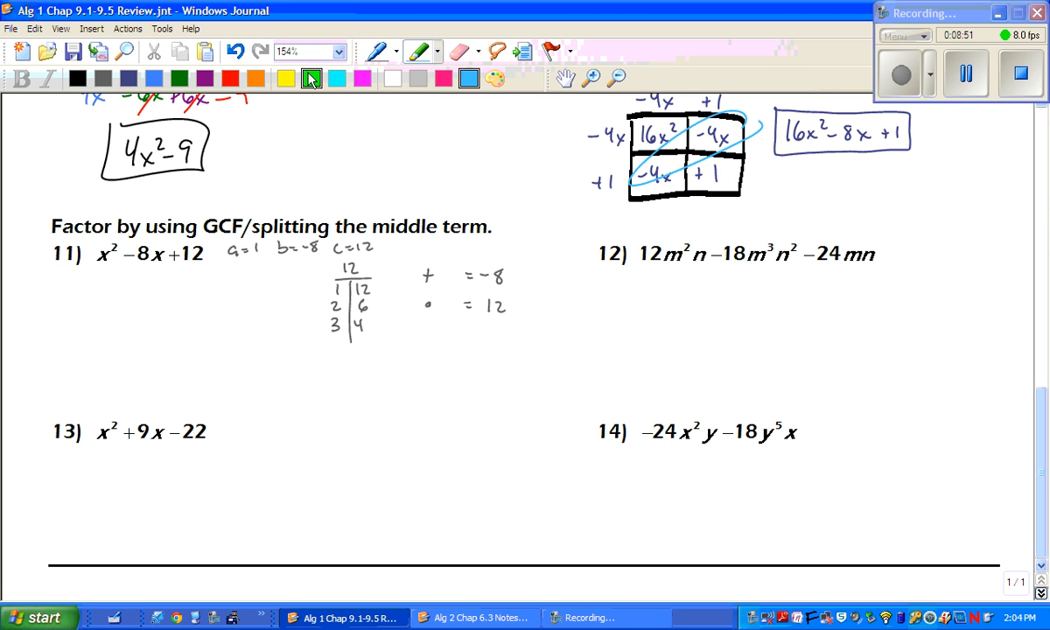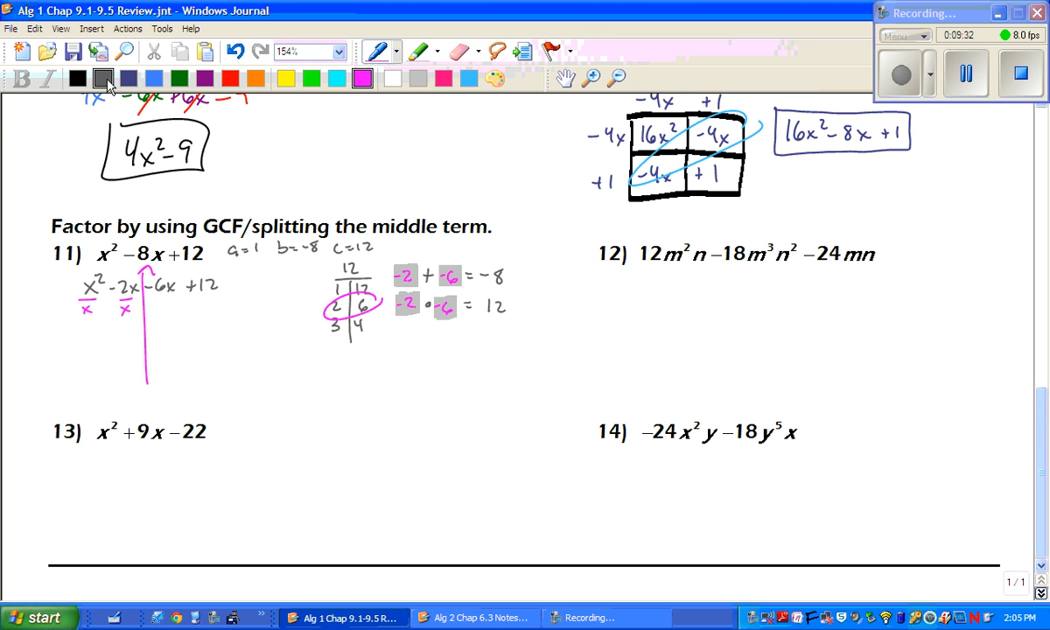So thinking about it, what numbers go inside of here? Well, the only way that I know that I can actually get to a negative 8 would be the numbers 2 and 6. And to add up to get a negative, either one has to be negative or they both have to be negative. And since the 12 is positive when you multiply, they both have to be negative. So when we split this term, it's negative 2x, negative 6x, and positive 12. Okay? Draw the line down the middle.